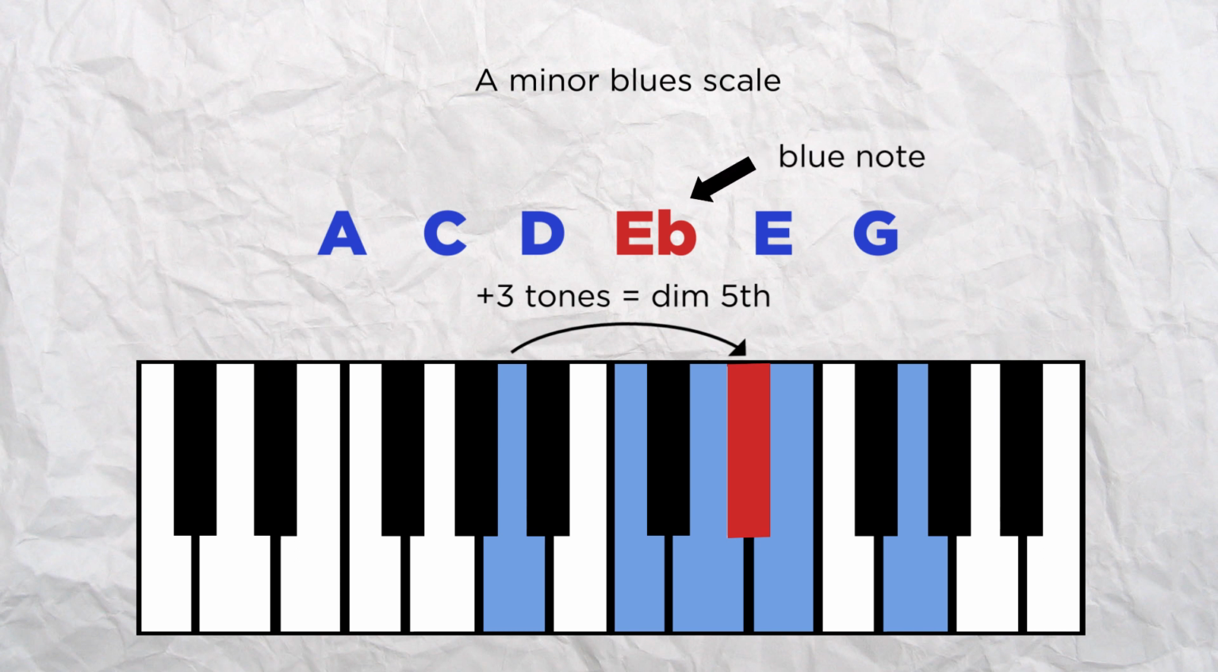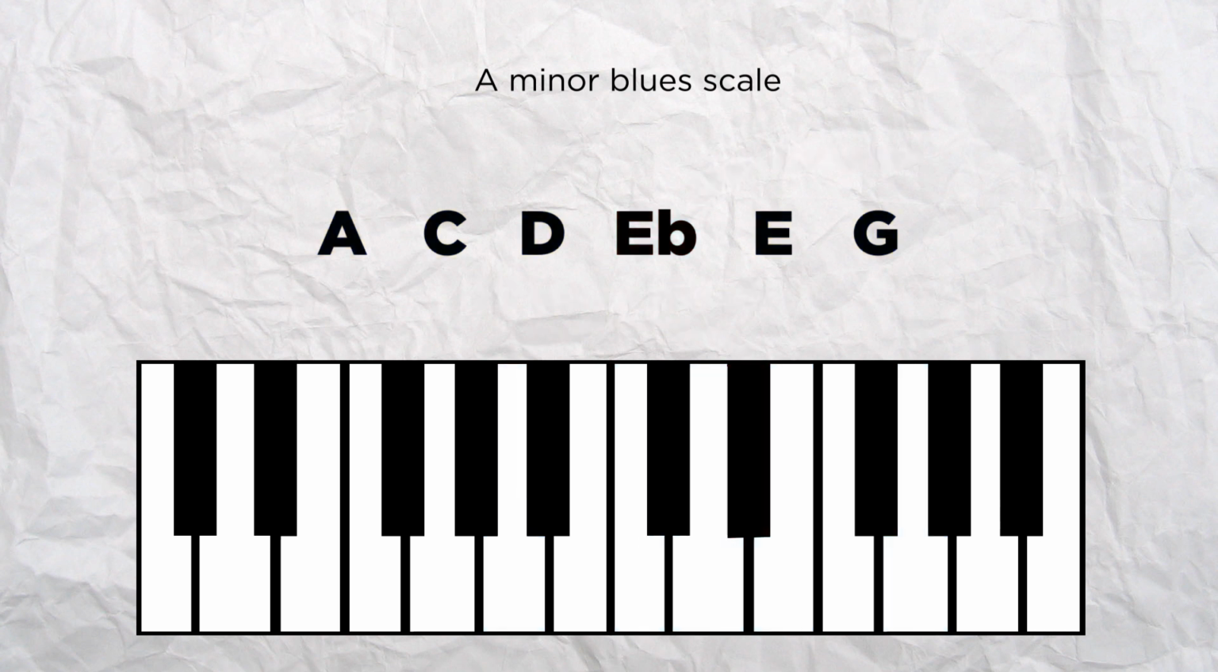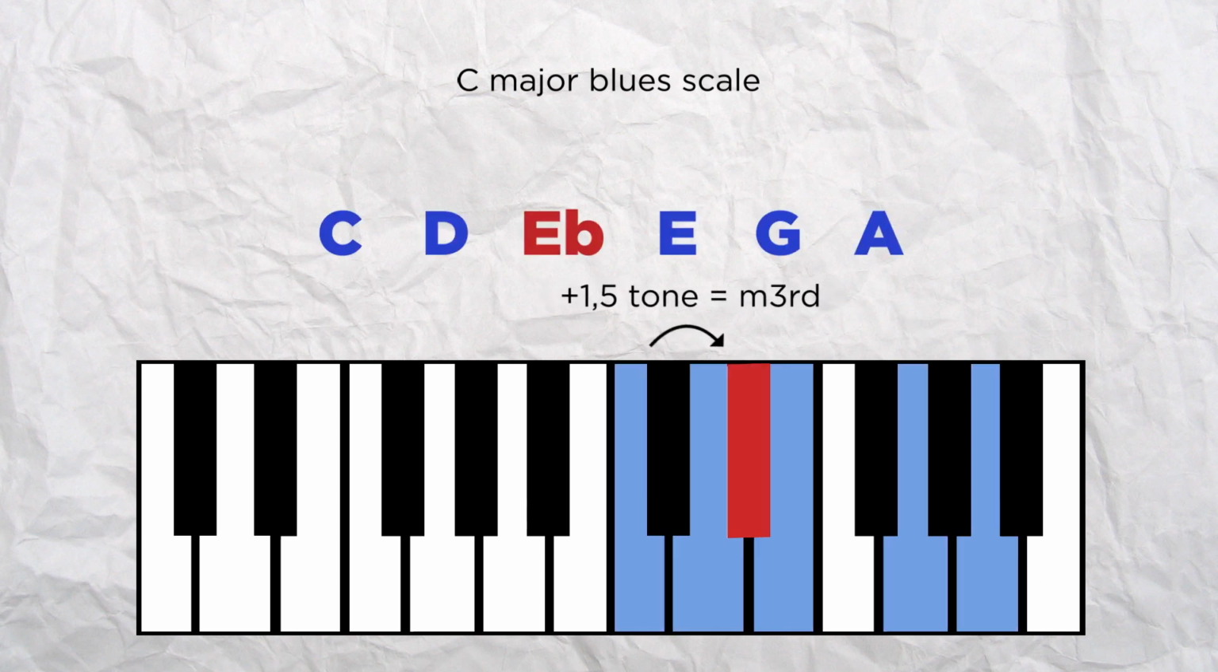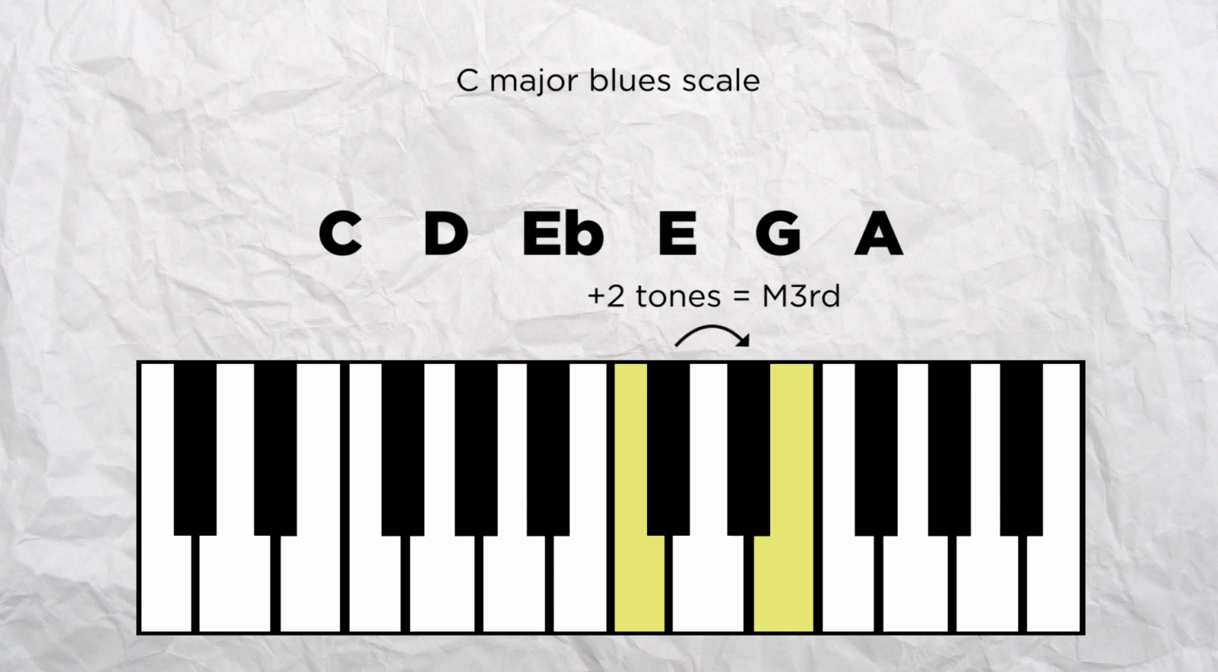But where does this come from? It makes more sense to look at the major blues scales to find that out. The relative major of A minor is C major, so the C major blues scales would use the same notes but starting from C. So that's C, D, E flat, E, G, A. Seen like this, the blues scale is like a pentatonic major scale, but with a minor third added, so it has both a minor and a major third. And this is exactly how this extra note was introduced in the scale, as a minor third.